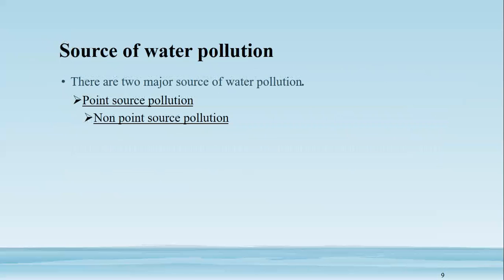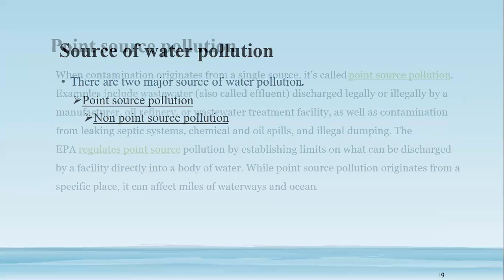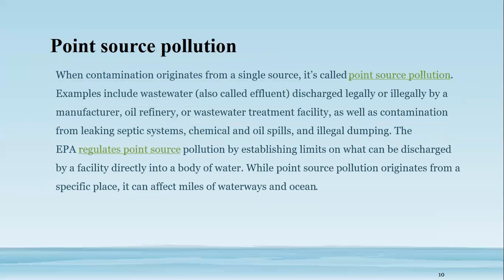Sources of water pollution. There are two major sources of water pollution: point sources and non-point sources. Point source pollution. When the contamination originates from a single source, it is called point source pollution. Examples include wastewater which is discharged legally or illegally by a manufacturer, oil refinery, or wastewater treatment facility, as well as contamination from leaking septic systems, chemical and oil spills, and illegal dumping.